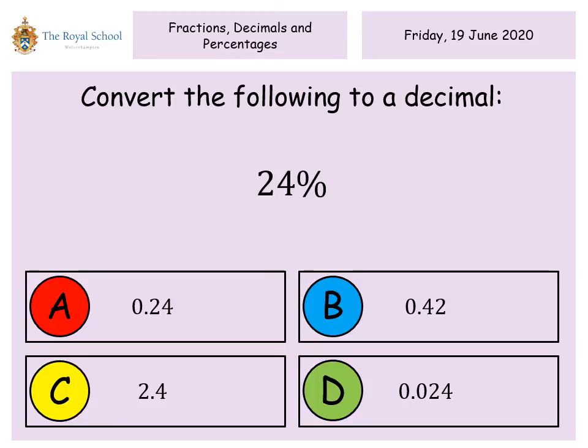So convert the following to a decimal, 24%. So if you're ready for the answer there, this one we were working in reverse then. To go from a decimal to a percentage, we times by 100. So to go from a percentage to a decimal, we divide by 100. So that's going to give us 0.24.